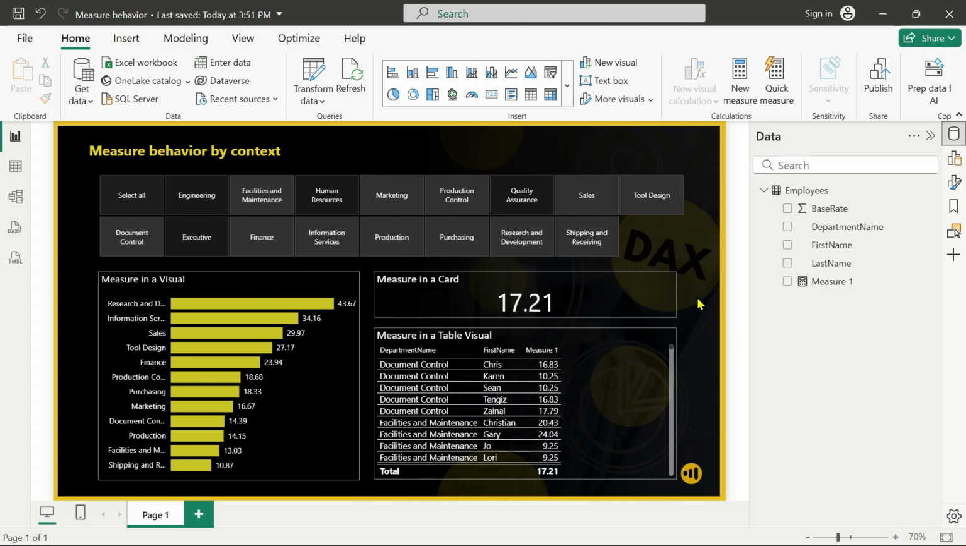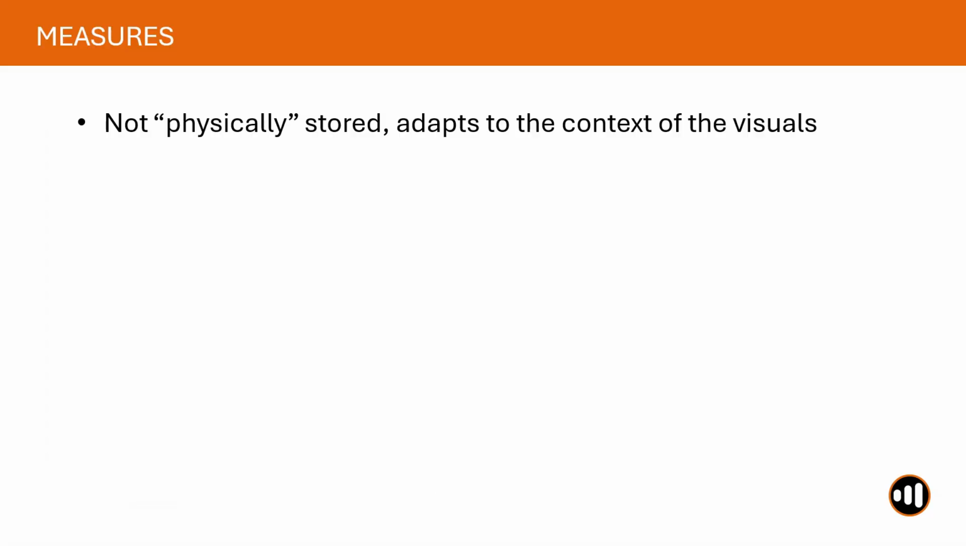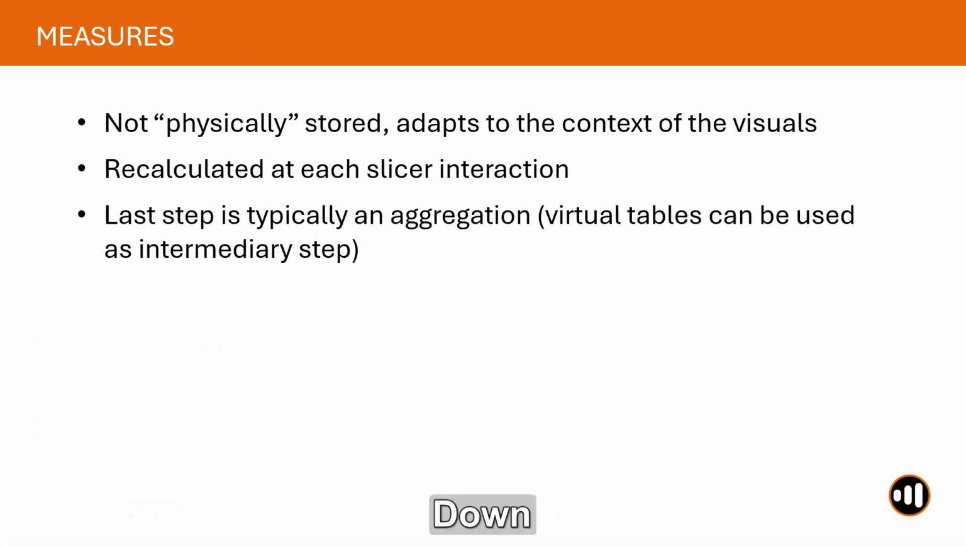And now let's see the observations we made working with measures. Measures are not physically stored, and they adapt to the context of the visuals differently from calculated columns. They are recalculated real time at each slicer interaction. We just saw it. And the last step when you are calculating a measure is typically an aggregation. Measures are all about aggregation. We are going to discuss more details as we learn virtual tables.